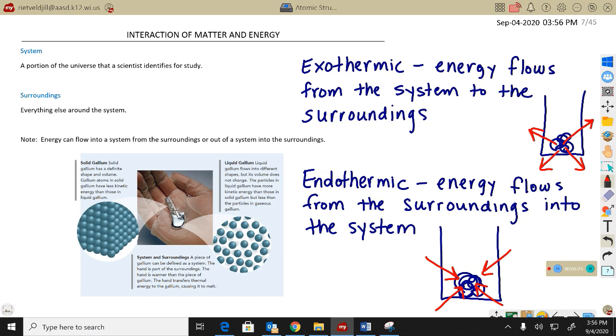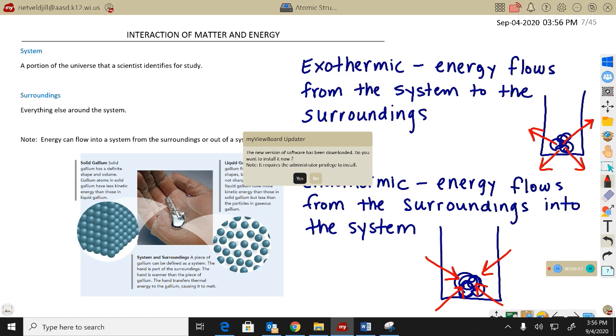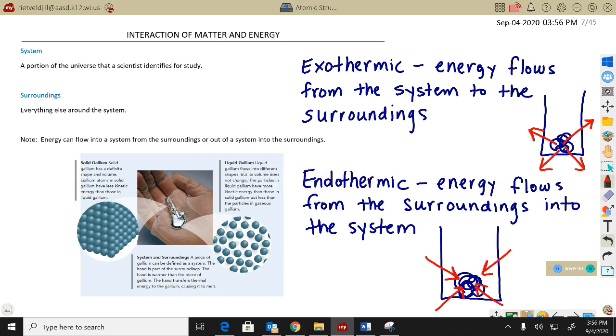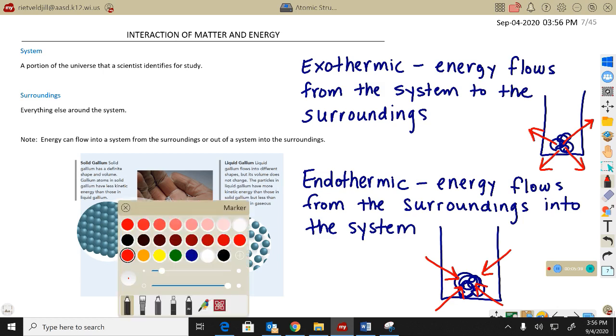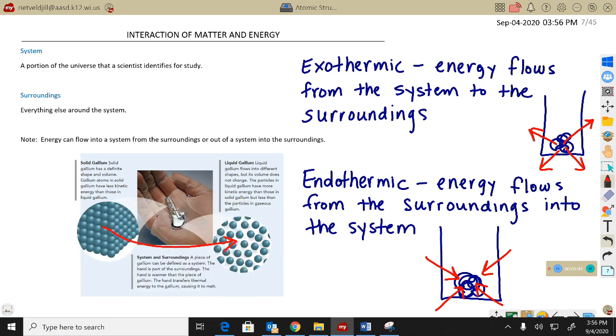And so in this example, if you put gallium in your hand and it starts to melt, and melting is an endothermic process, it takes energy to go from solid to liquid. I had to add energy. In the liquid phase, the particles have more energy. There's more movement. Well, where's that energy coming from? Well, it comes from the surroundings. So it's going to come from the surrounding air and, most importantly, your body heat.